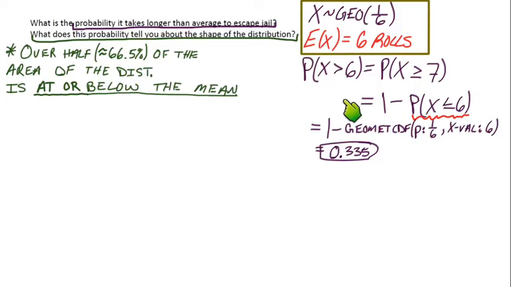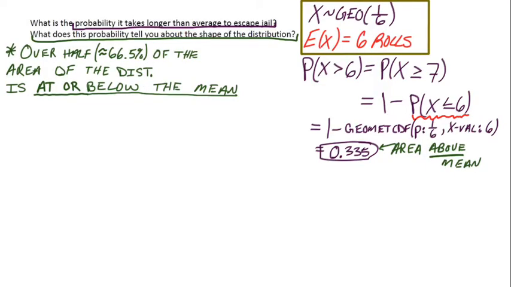So this is the probability of taking more than 6 rolls, so that means that 0.335 represents the area above the mean. So there's not quite as much area above the mean as there is at or below the mean. There's 66.5% of the area below or at the mean.